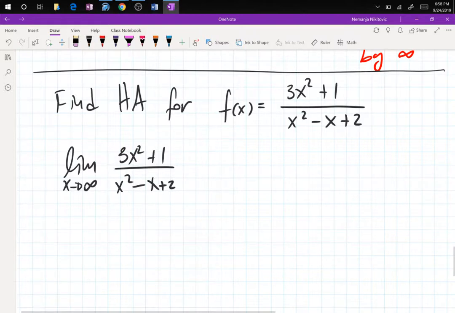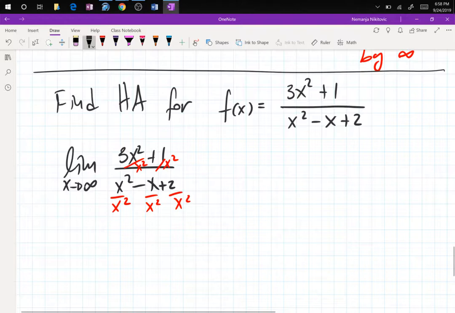So now this is going to be the same calculation as last time, where we divide by the highest exponent. The highest exponent is x squared. So we divide everywhere by x squared. We have 5 terms.